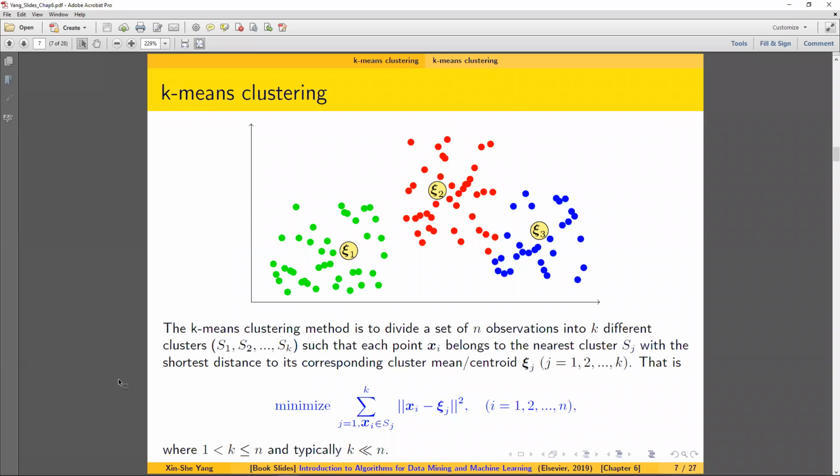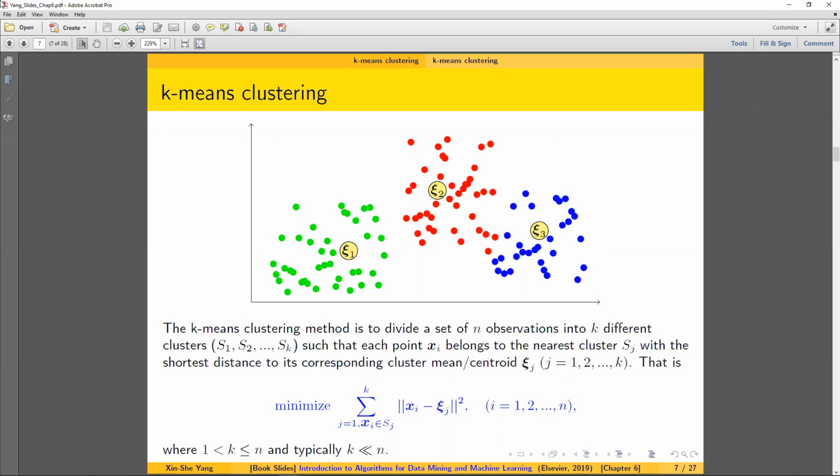Moving along, let's look at K-means clustering. The K-means clustering method is to divide a set of n observations into k different clusters so that each point x belongs to the nearest cluster Sg with the shortest distance.